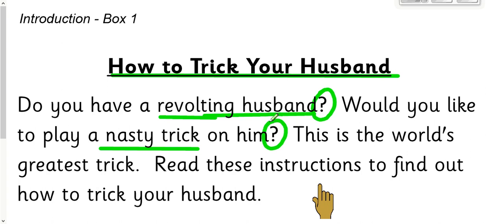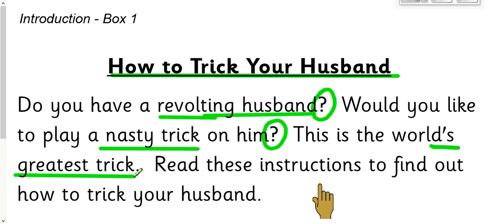Okay, let's have a look at the next sentence. This is the world's greatest trick. There are a couple of successful things here. We've got the possessive apostrophe. In world's, it belongs to the world. And then the noun phrase, greatest trick. Well done if you spotted both of those.